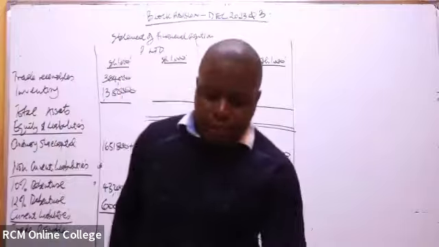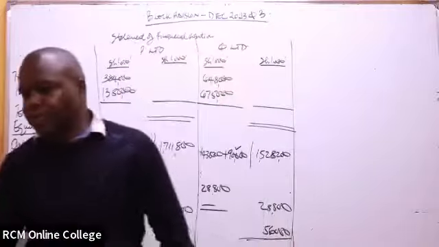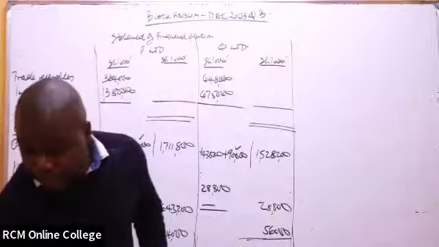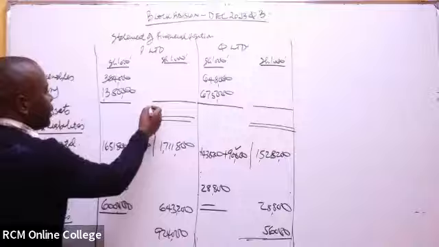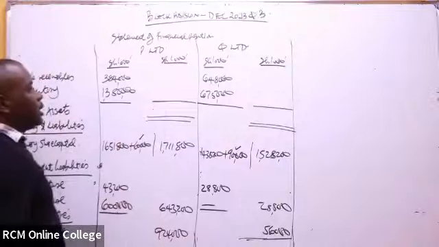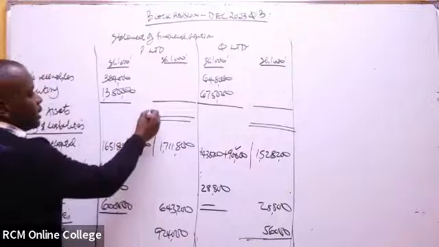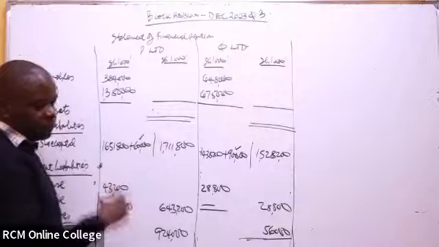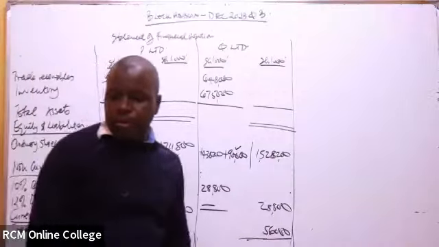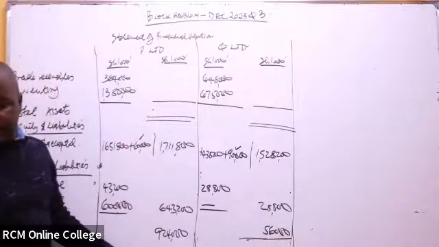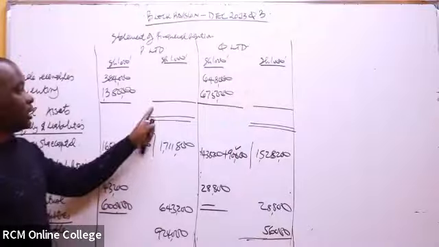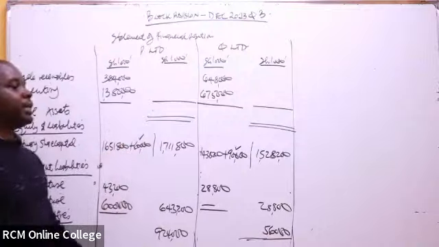Yes, so you can confirm whether they are balancing. What are you getting here as the total? Give me the figure for the total here. For P Limited, how much are you getting as the total here and here?